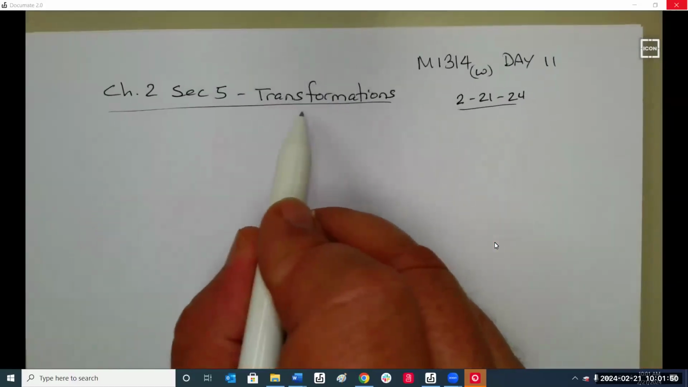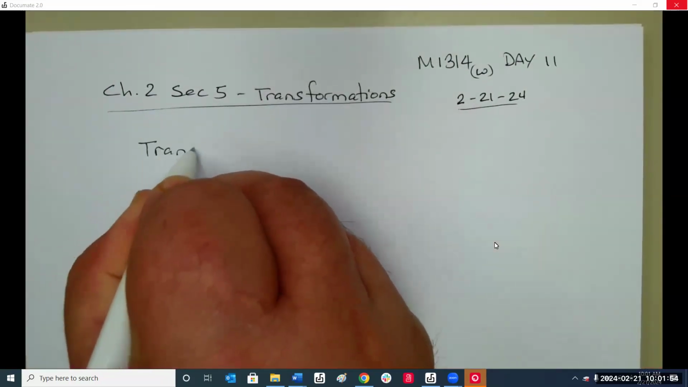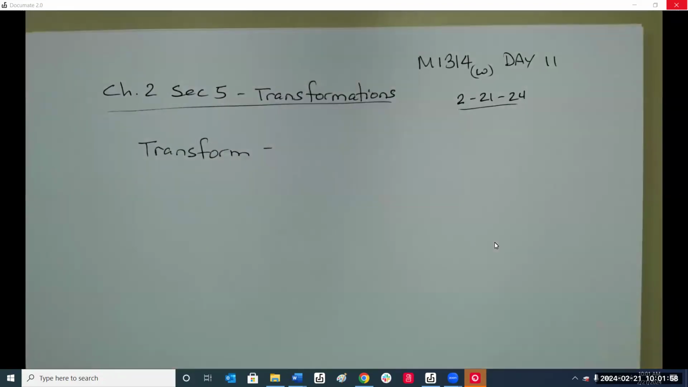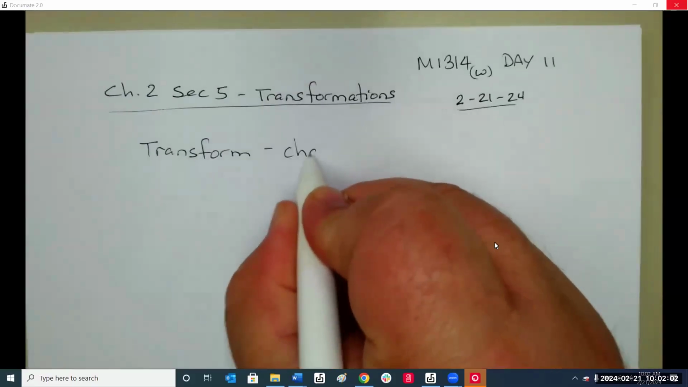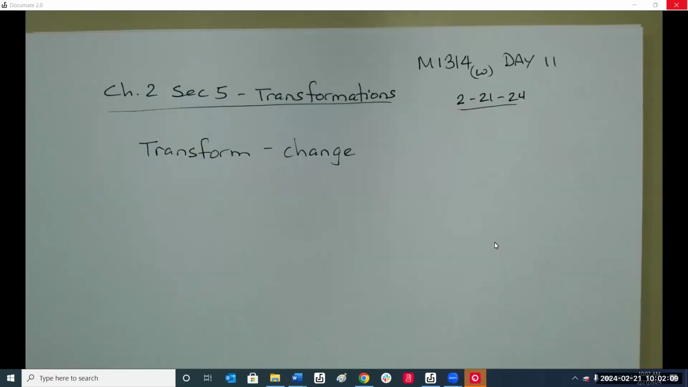Chapter 2, Section 5 deals with transformations. What does the word transform mean? Changes, yeah. When you transform something, you change it. How many changes can we make to functions?